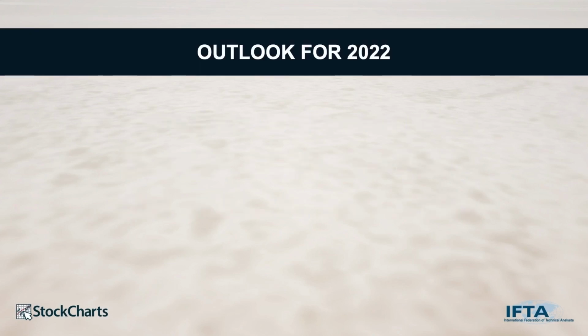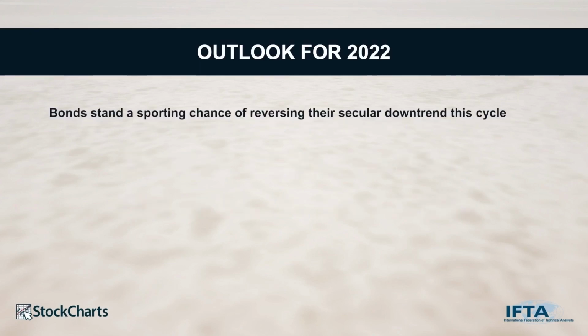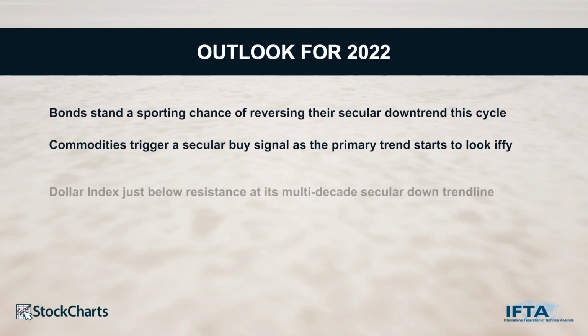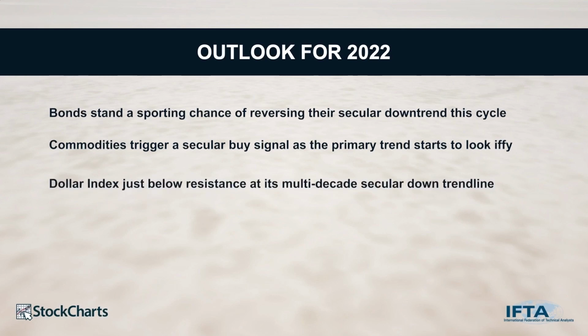Okay, thanks very much. I'll just go through a quick summary of what I'm going to cover in this part of the presentation. I think bonds stand a sporting chance of reversing their secular downtrend this cycle, and that's a big deal if it happens. Commodities have just triggered a secular buy signal as the primary trend starts to look a little bit iffy. We'll cover both those contradictory aspects later. The dollar index is just below very, very important resistance at a multi-decade secular downtrend line. And gold is extremely finely balanced technically on a long-term basis, and we'll take a look at that too.